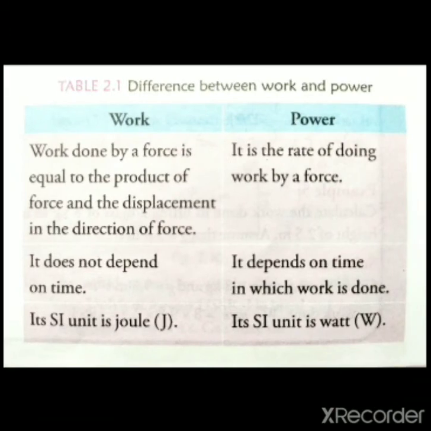Now the difference between work and power. Work done by a force is equal to the product of force and the displacement in the direction of force. Power is the rate of doing work by a force. Work does not depend on time, but power must depend on time, because power means the rate of doing work. When we relate work done with time, it becomes power. Then work, its SI unit is joule, and power, its SI unit is watt.